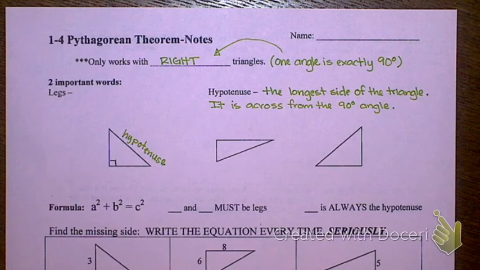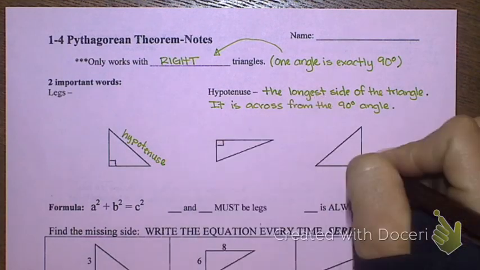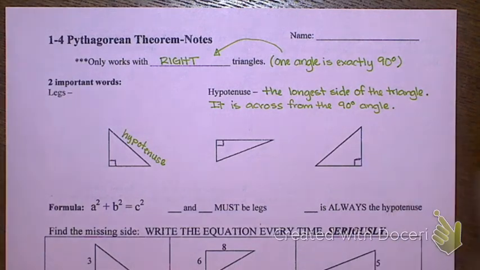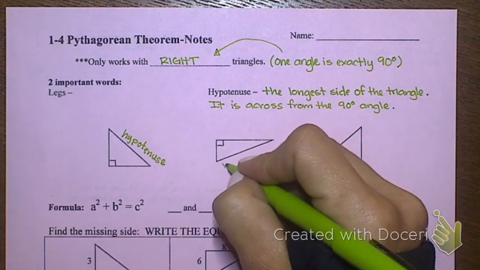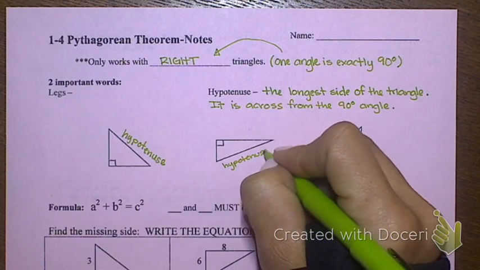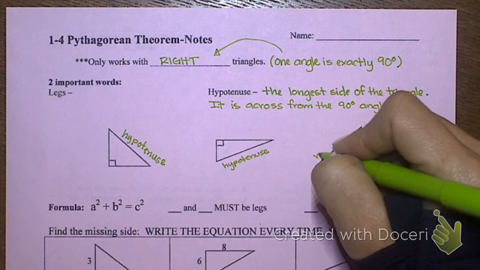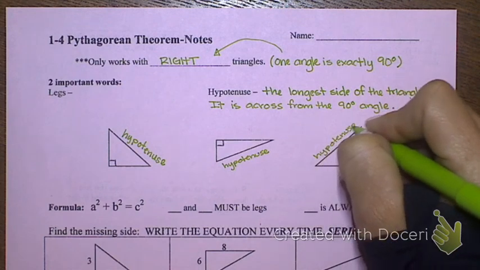If I told you that in these other 2 triangles, the 90-degree angle was here and the 90-degree angle was here, then where would the hypotenuse be? Across from it, right? Bless you.